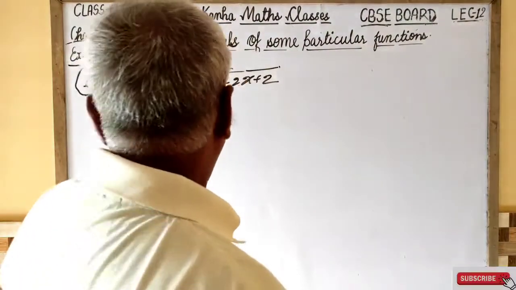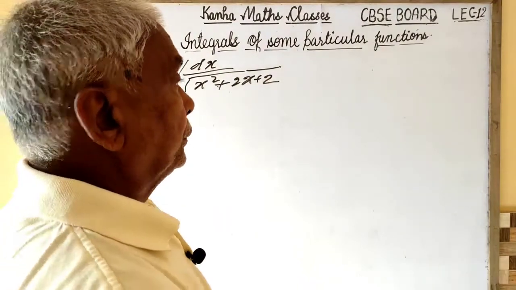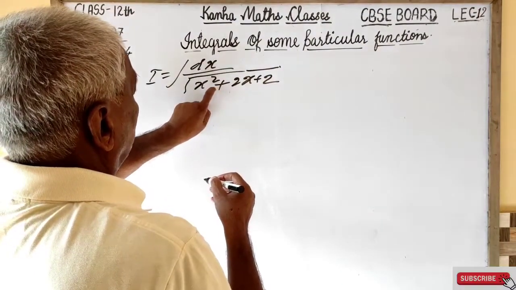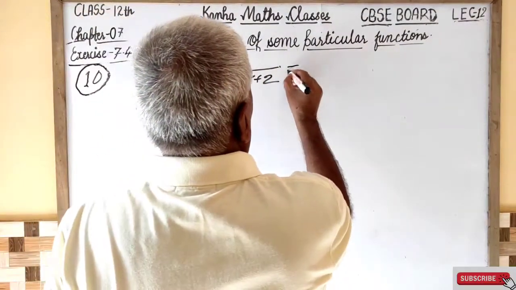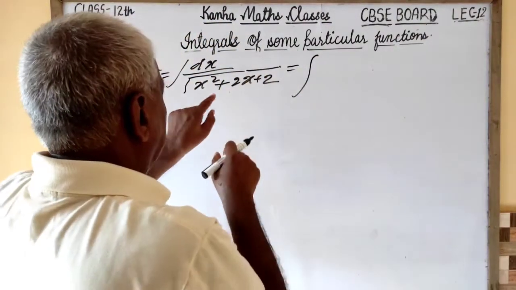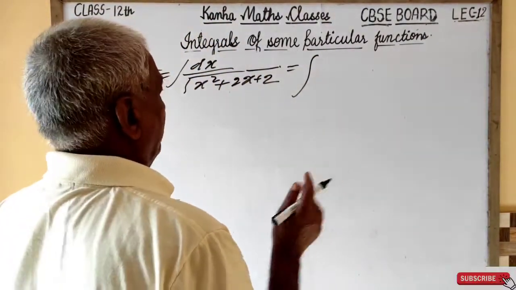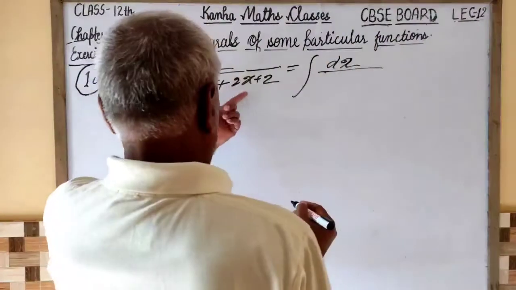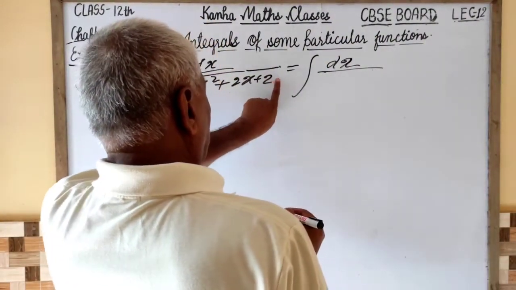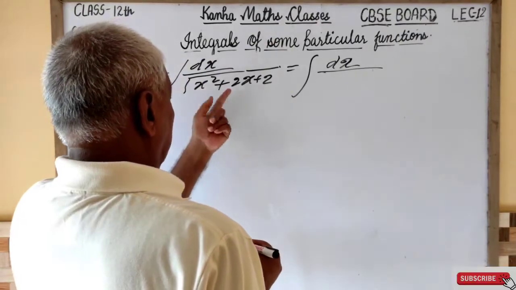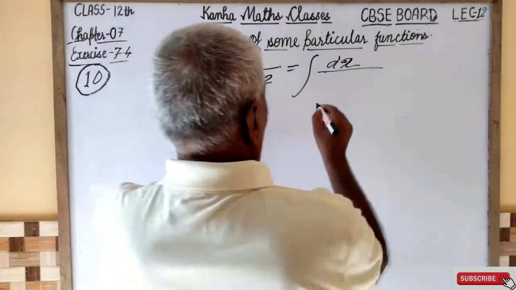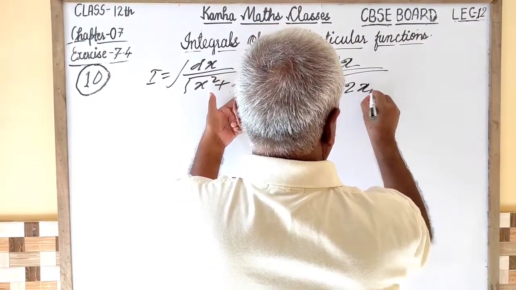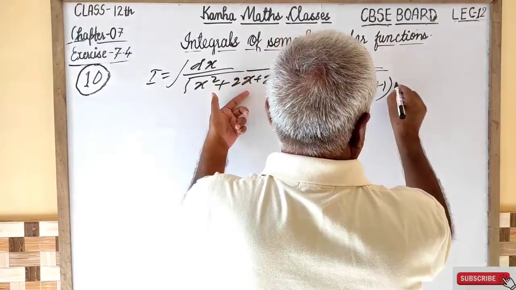In the continuance of the previous question, we will try to integrate question number 10, in which integral I is equal to dx upon x square plus 2x plus 2. First of all, here we will regulate this denominator into the standard form. This will become dx upon x square 2x plus 1 plus 1. This 2 will be bifurcated in two parts. Here, in order to take a perfect square, we will write x square 2x plus 1, and 1 is left.